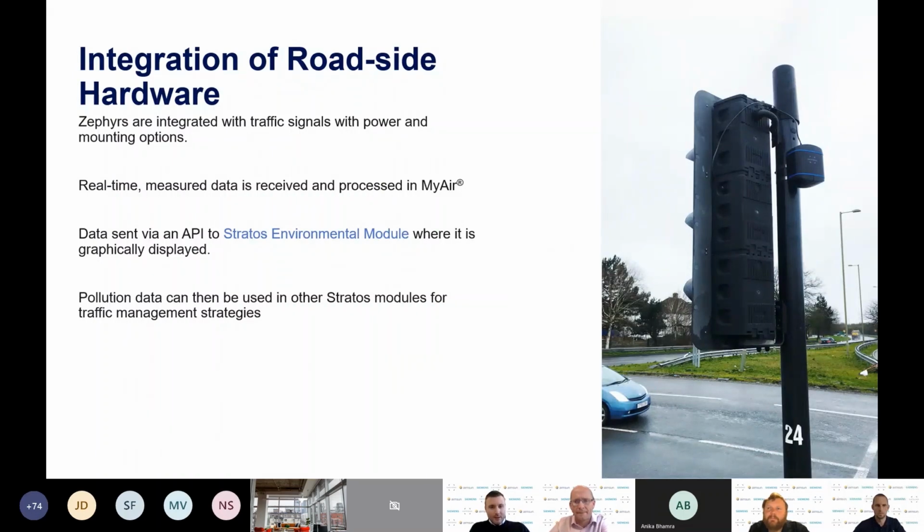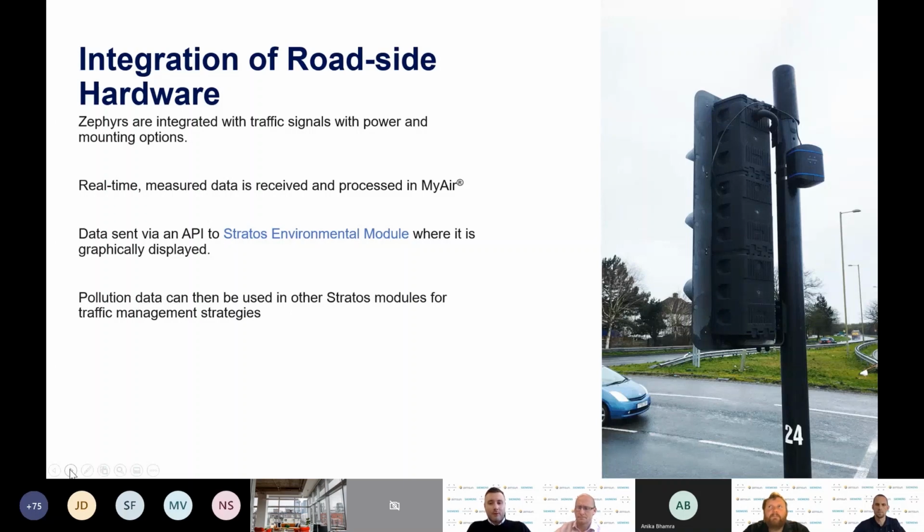But we also need to be able to use that data. Crucially, having the sensors is not enough. We need to be able to use the data produced from that sensor within our traffic management strategies. So what we've done there is we've taken the API available from Earthsense MyAir platform, and that comes straight into Stratos. The data from the Zephyr goes into the MyAir platform initially to be calibrated and validated to make sure we're getting the absolute best measurements that we can from that unit. And then that validated data is taken through that API and then sits within the traffic management platform.